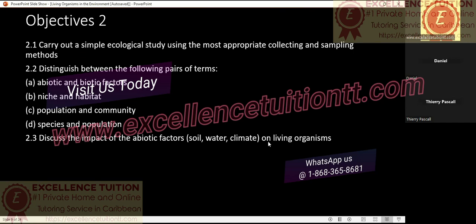So objective two begins with carrying out a simple ecological study using the most appropriate collecting sample methods. Right? And then after that, we'd have to distinguish between abiotic and biotic factors, niche and habitat, population and community, species and population. And then we have to discuss the impact of abiotic factors on living organisms. Living organisms could also fall under biotic factors. Right?